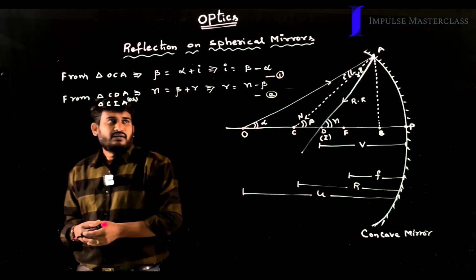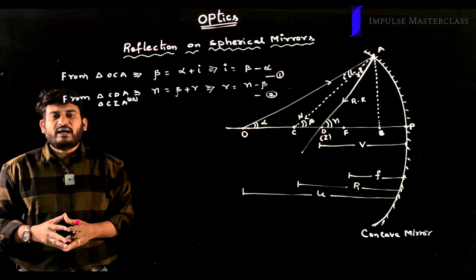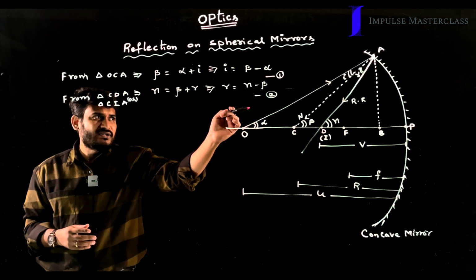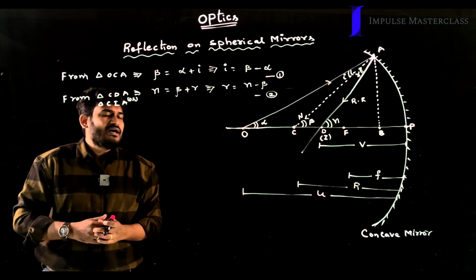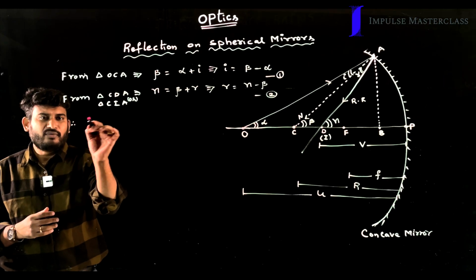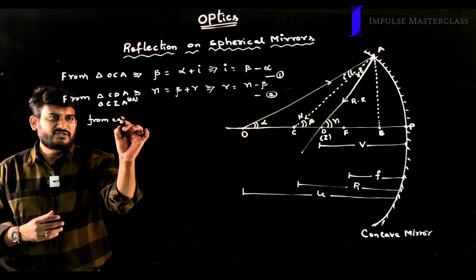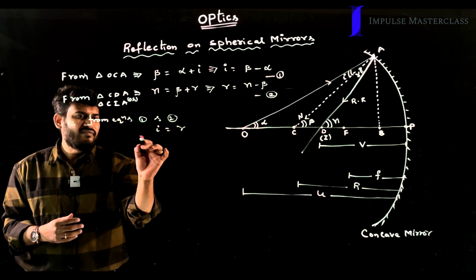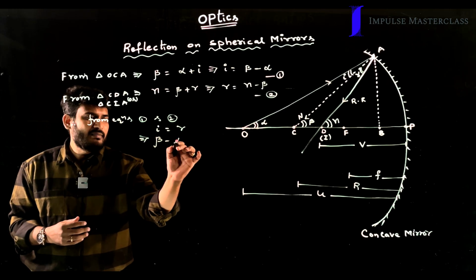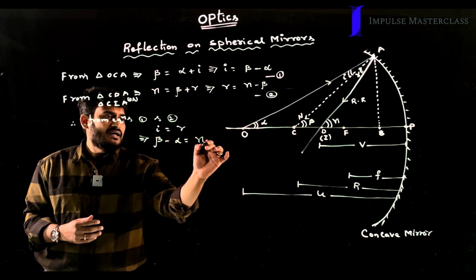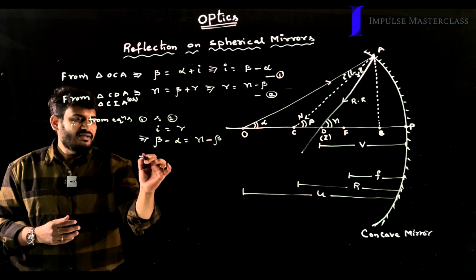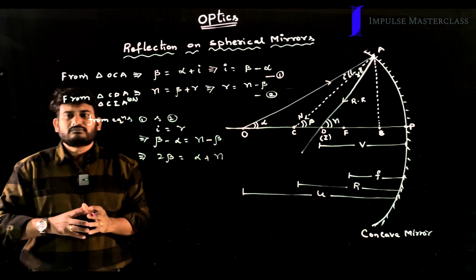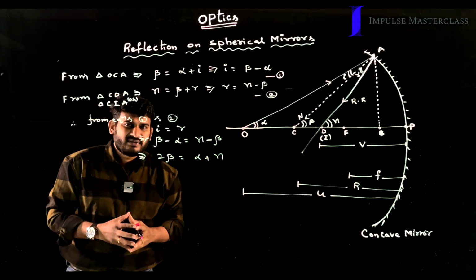We know that angle of incidence is always equal to angle of reflection. So here, from equation number 1, I is the angle of incidence, and from equation number 2, R is the angle of reflection. Both are equal. Therefore, from equations 1 and 2, angle of incidence is equal to angle of reflection. So we can write beta minus alpha is equal to gamma minus beta. From here we can write 2 beta is equal to alpha plus gamma.